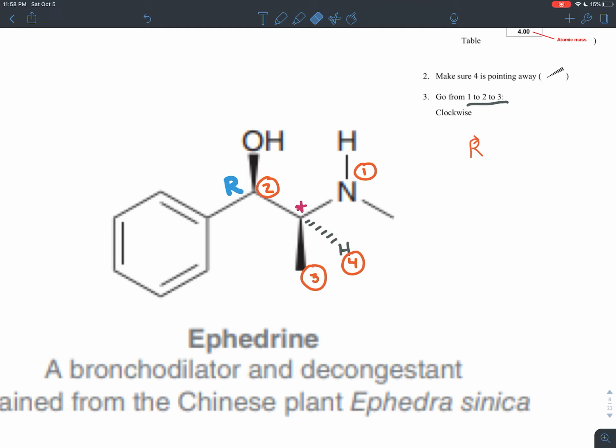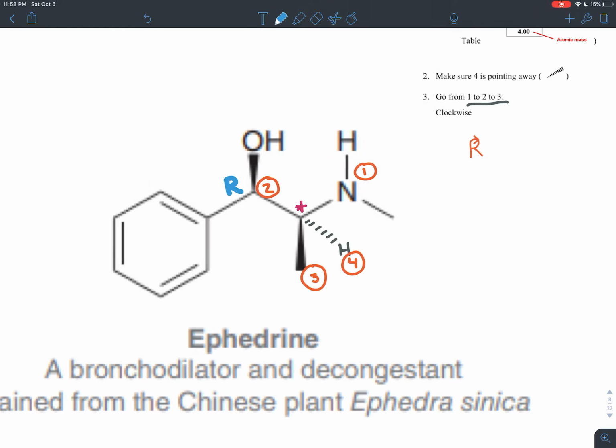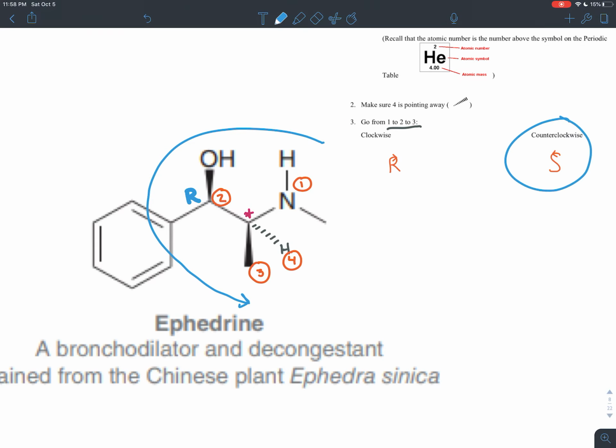So now we've done that first step. We've assigned priorities based on atomic number, and the second step is to make sure that number 4 is going away. Well, here, luckily again, it is. We can talk about what to do if it's coming out at you or if it's in the plane when we see that in a molecule. For now, we can ignore carbon 4, and we can go from carbon number 1 to carbon number 2 to carbon number 3. And notice here, when we do that, we go counterclockwise.